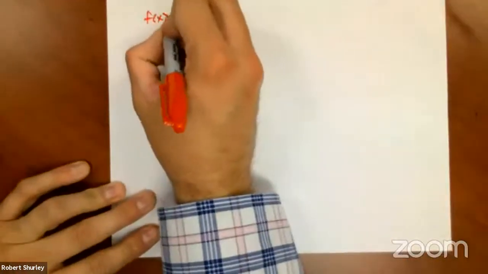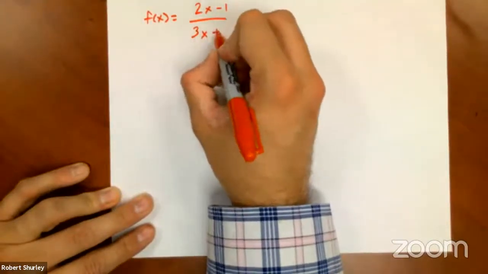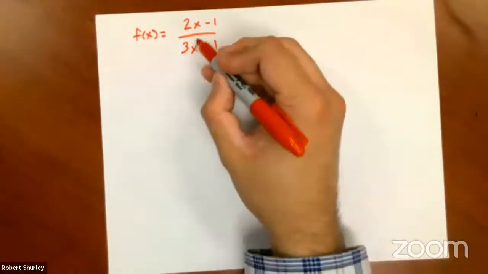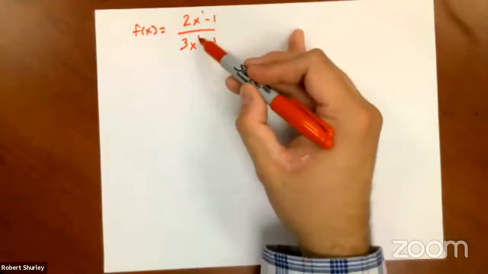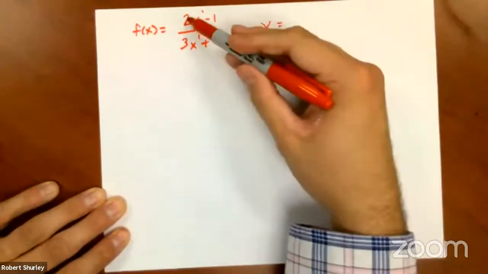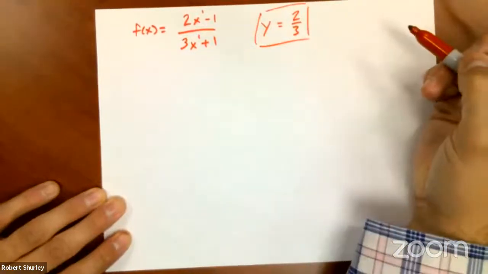Come on now. Why can't I get this piece of paper? So if I wanted to find a horizontal asymptote, if I had f of x equals, let's say, 2x minus 1 over 3x plus 1, and I ask you to find the horizontal asymptote, it's based off the degrees of the polynomial. So I've got a degree of 1 on top and a degree of 1 on bottom. And if they were the same, then it was the ratio of the leading coefficients. So y equals 2/3. That was my horizontal asymptote.